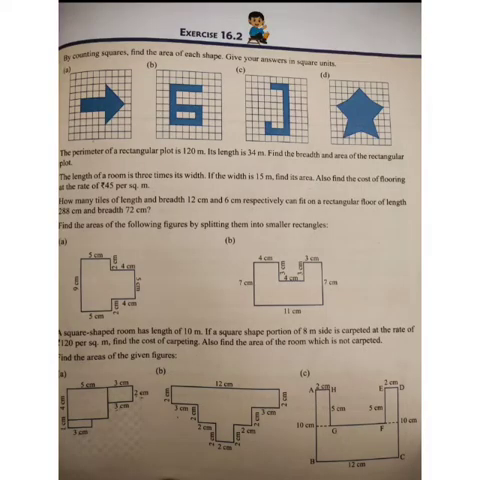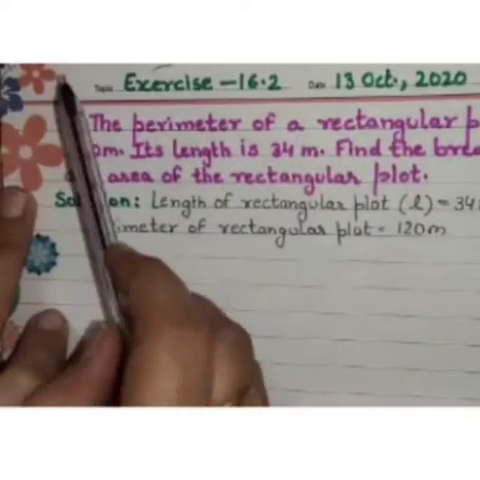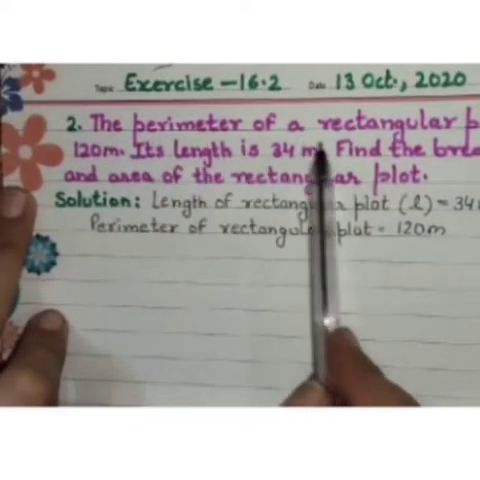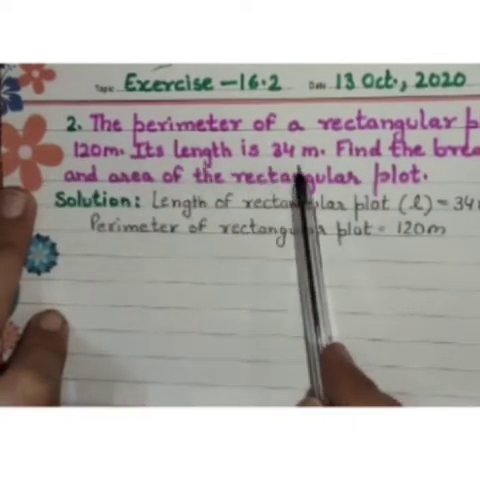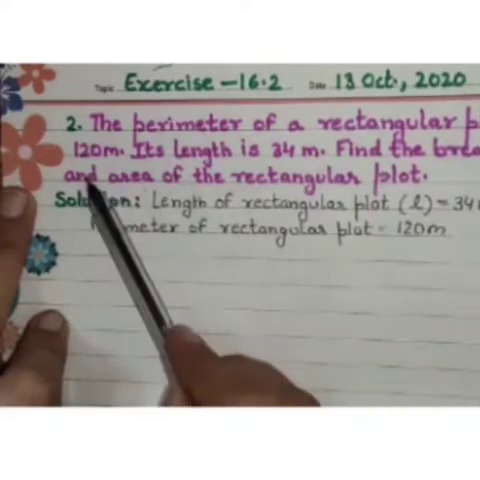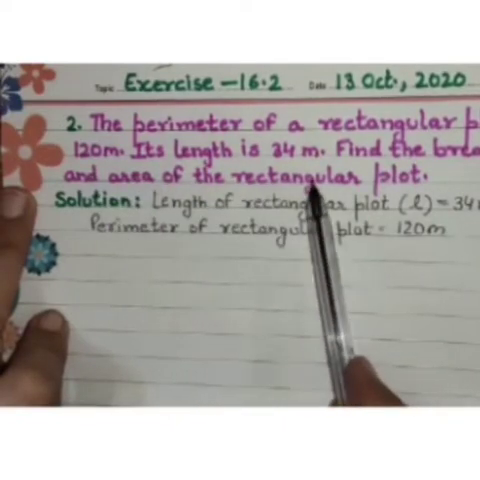Now, we can easily understand the sums of exercise 16.2. Question number 2. The perimeter of a rectangular plot is 120 meter. Its length is 34 meter. Find the breadth of plot and area of rectangular plot.